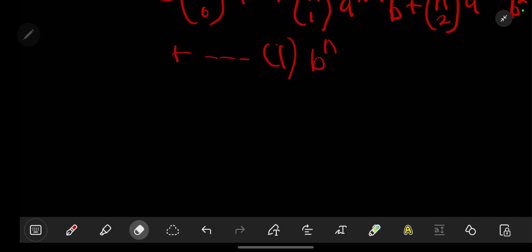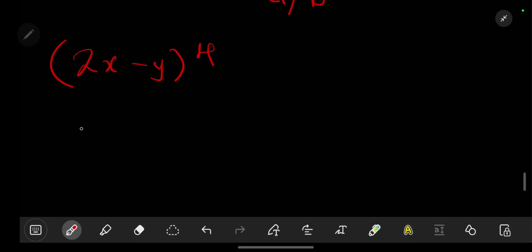So if you are required to expand using the binomial expansion, let's say we have (2x - y) to the power of 4. How do you expand this one? If we have power 4, it means we should have 5 terms.